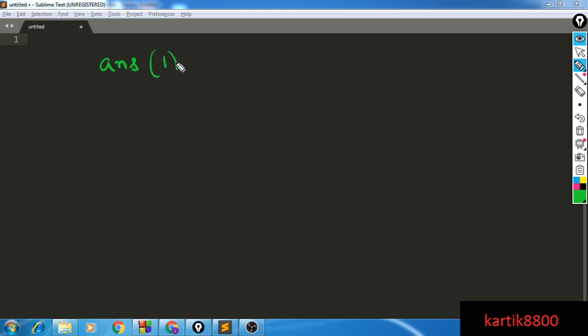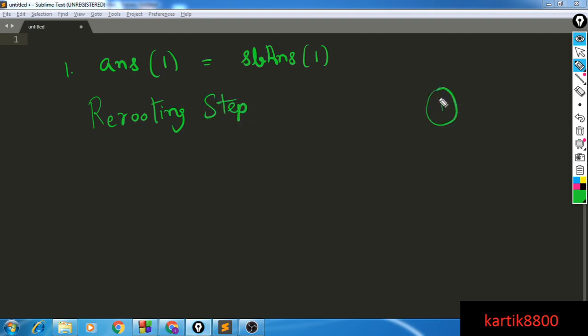So we know that the actual answer of 1 is going to be the same as the subtree answer for 1. Why? Because the subtree rooted at node number 1 is the same as the entire tree. So answer of 1 is the same as subtree answer of 1, right? So this is cool. Now let's do the rerouting step. I have just evaluated the answer for node number 1. Now I would like to evaluate the answer for one of the child nodes of node number 1, maybe Ci.